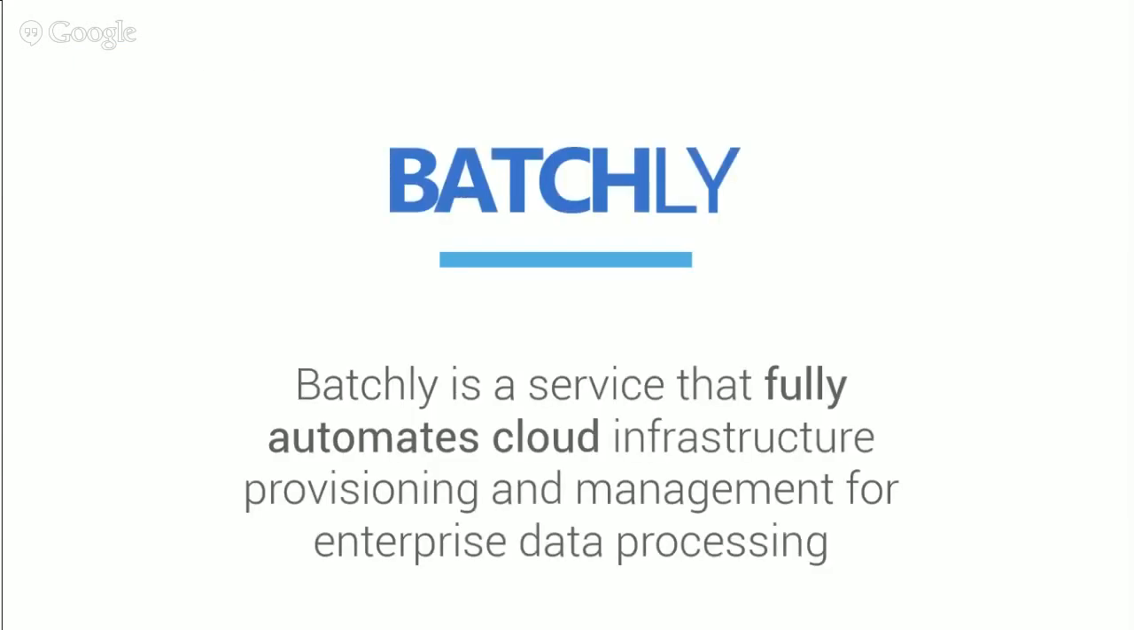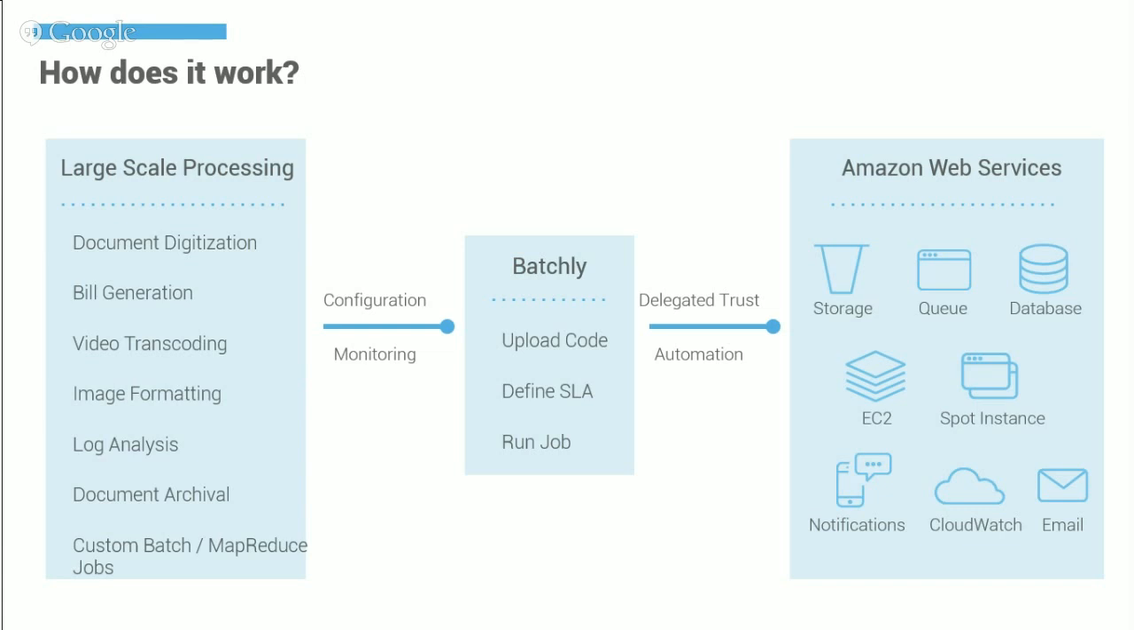Batchly is a service that fully automates AWS provisioning and management, primarily for running your batch workloads on AWS. So how does it work? If you have any large scale processing, whether it is digitization, PDF generation, encoding, image formatting, log analysis, or any large data crunching and data processing jobs, with Batchly it's a three-step process. You upload your code, your processing logic. Just to give an example of image processing, maybe you have a million images in your S3 bucket. You give that as the source, and then you upload your ImageMagick, probably, as the library to process these images. You upload the code to Batchly, and then you define an SLA in terms of how much time you have to process this job and what price you are willing to pay to process this job. You just do this, and that is all.